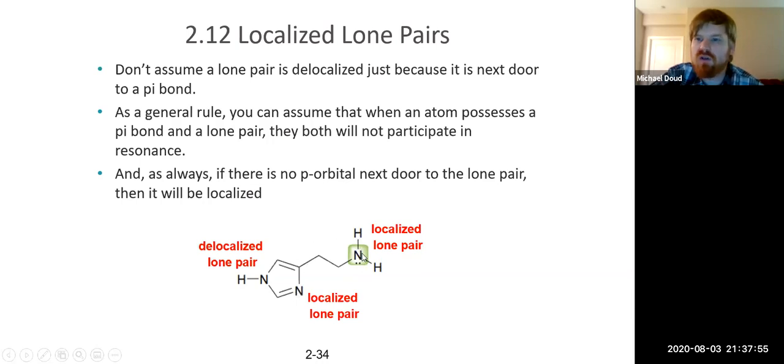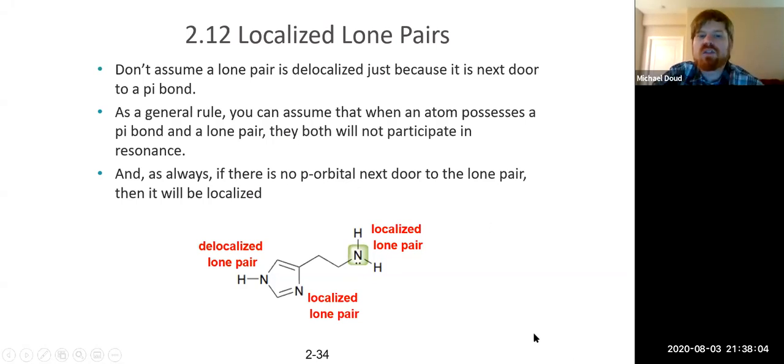And then over here, it's not even close to a pi bond, so you wouldn't even consider this one to be delocalized. It's just localized. Okay, all right, so quick review. Remember, the delocalized lone pairs versus localized lone pairs. Most of the time, an allylic position lone pair is going to be delocalized unless that atom also is involved in a pi bond, so it becomes a vinylic position. You can think of the vinylic position as more important than the allylic position in that case.